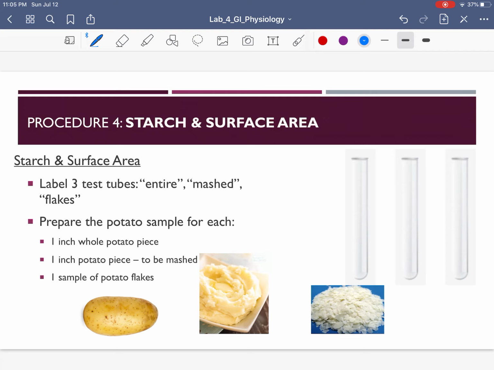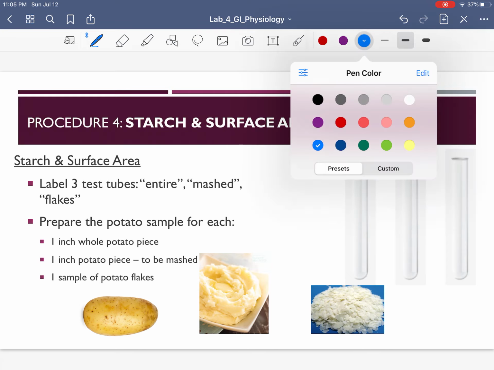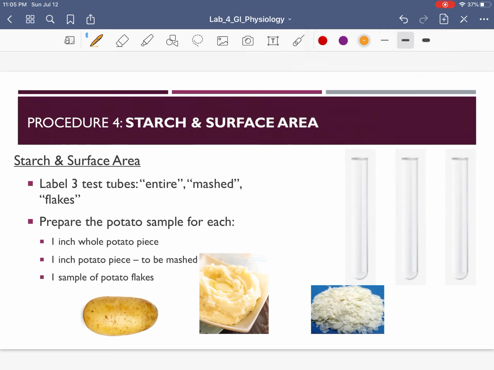Yes! Okay. I know you're anxious to get through this. You can't wait. So let's get to our last part of this Lab 4 on GI physiology. This one is about surface area, and we're going to use starch as our example.